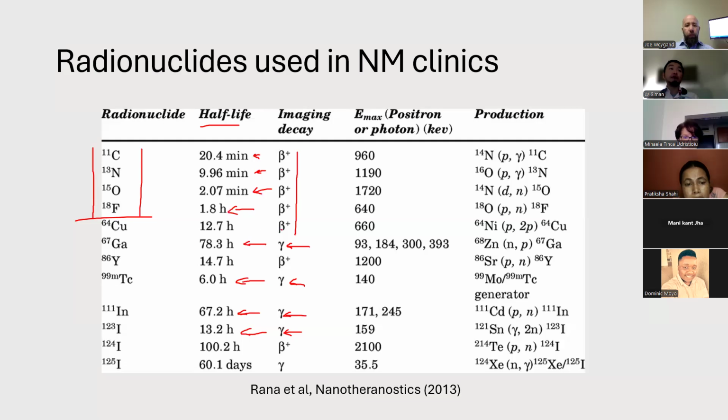So you have to have the cyclotron or the production method nearby, and in some very exotic ones, as you can see, the half-life is within minutes, right? You have to have it on site, there's no other way.